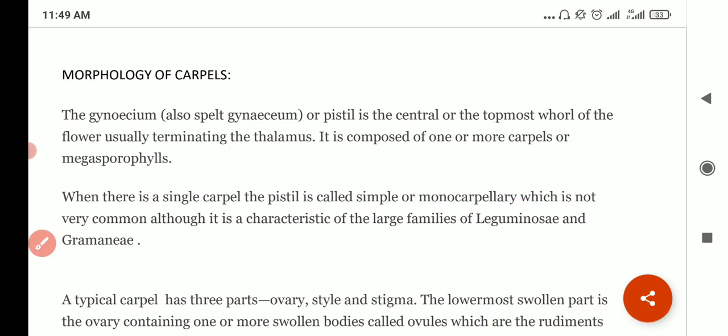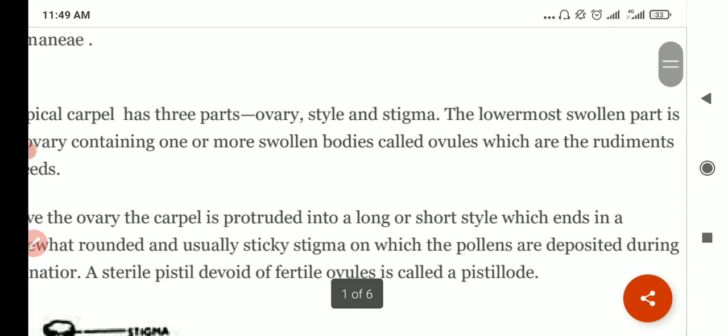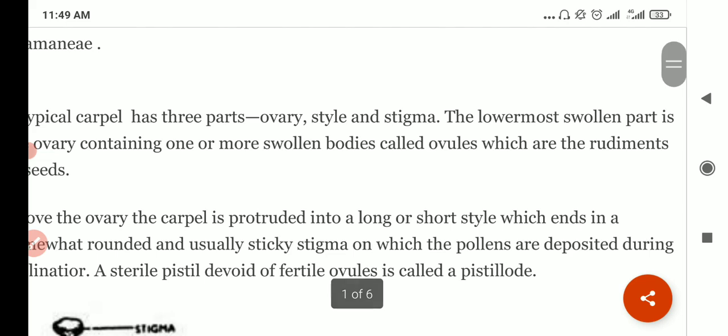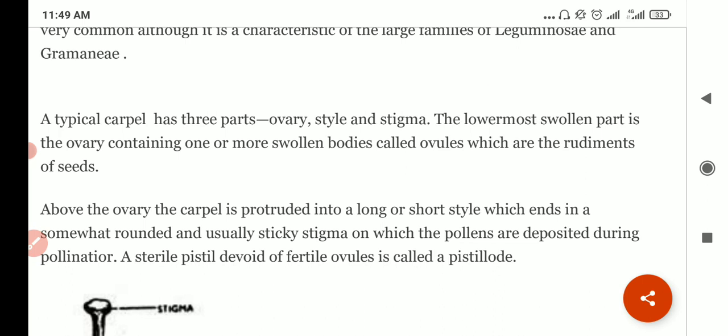Okay, let's go on. So a carpel will have three parts: the ovary, the style and the stigma. The lowermost swollen part is the ovary, and it contains ovules, no? That's why it's swollen, which are the rudiments of seeds. Okay, means they are the past of the seed. The ovule will give rise to the seed. Okay.